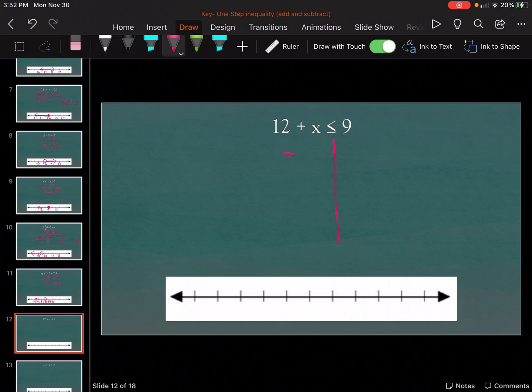Draw your line, subtract 12. X is less than or equal to negative 3. So 0, negative 1, negative 2, negative 3, negative 4. It's going to be a closed circle pointing to the left.